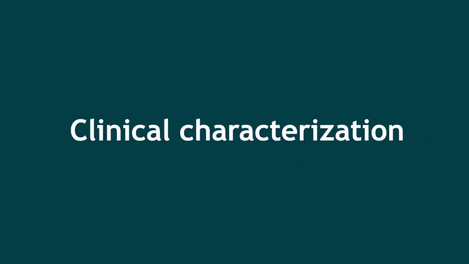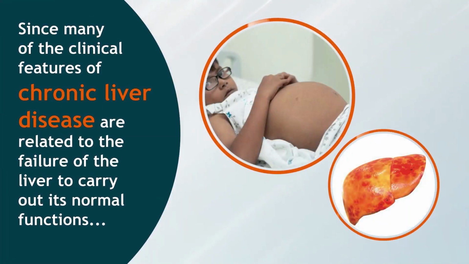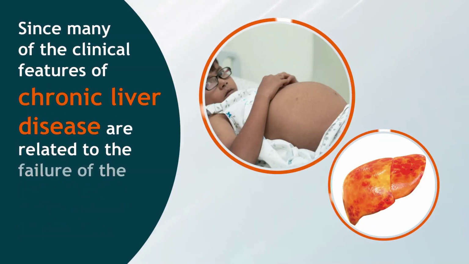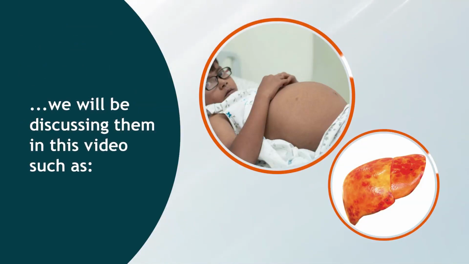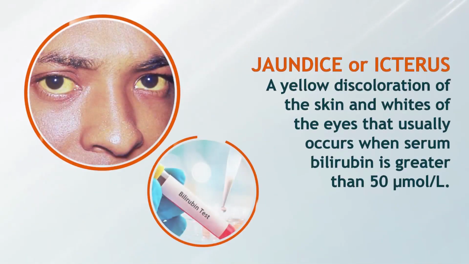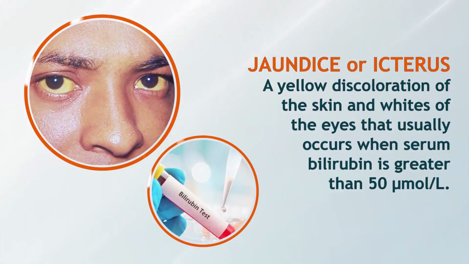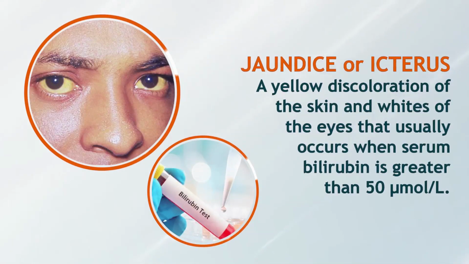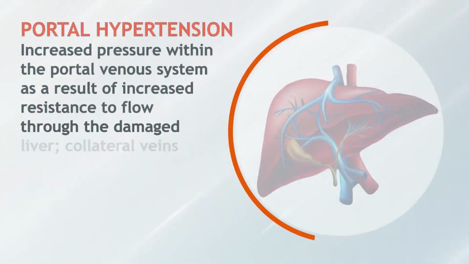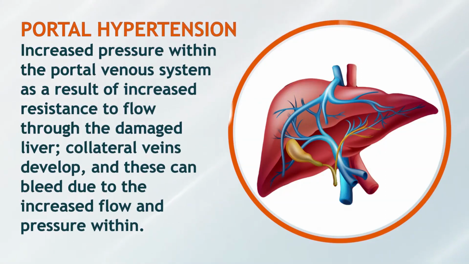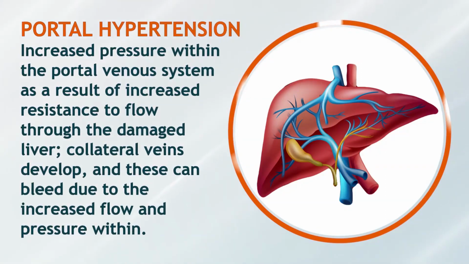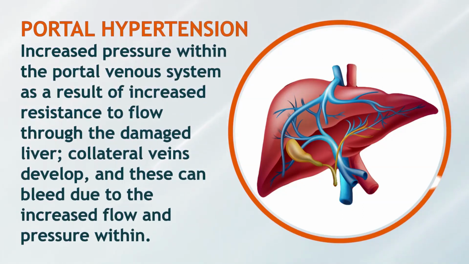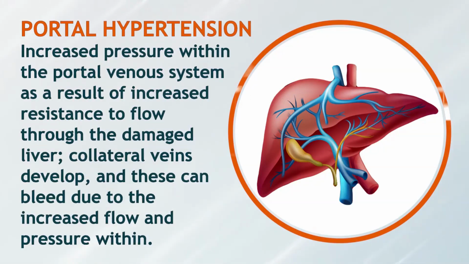Clinical characterization. Since many of the clinical features of chronic liver disease are related to the failure of the liver to carry out its normal functions, we will be discussing them in this video, such as jaundice or icterus, a yellow discoloration of the skin and whites of the eyes that usually occurs when serum bilirubin is greater than 50 micromole per liter. Portal hypertension, increased pressure within the portal venous system as a result of increased resistance to flow through the damaged liver. Collateral veins develop, and these can bleed due to the increased flow and pressure within.